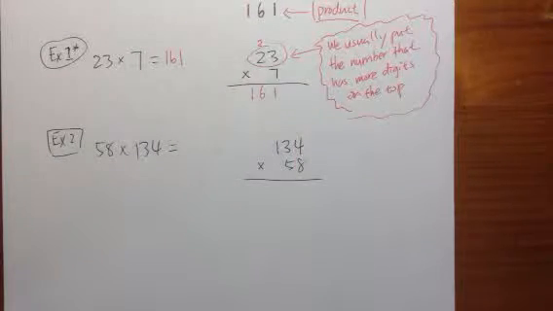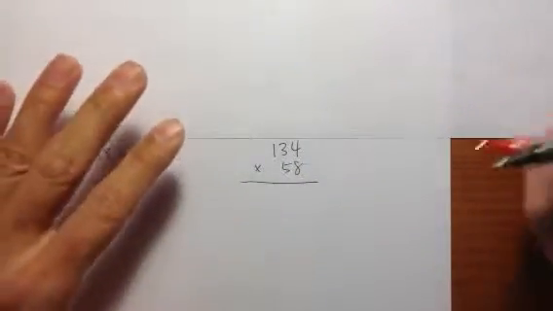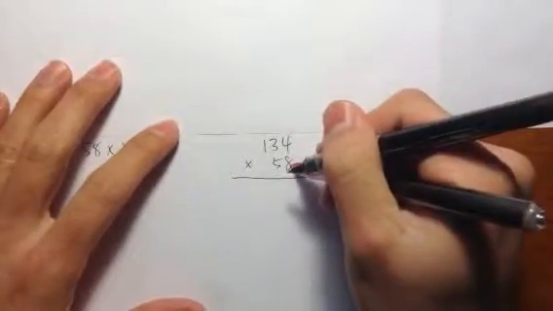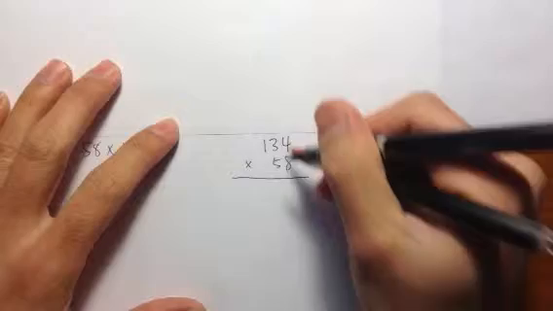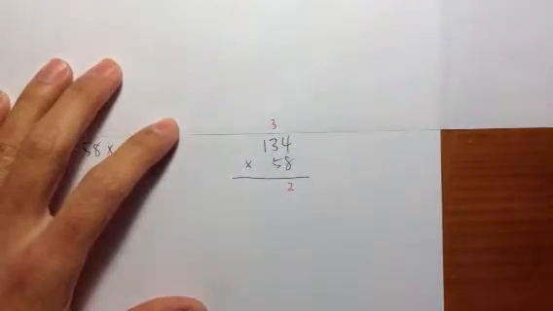So I'm going to use some scratch paper right here. Okay? So here we go. Again, know the times table. First, 8 times 4 is 32. So write down the 2 first, and then have the 3 carry over.